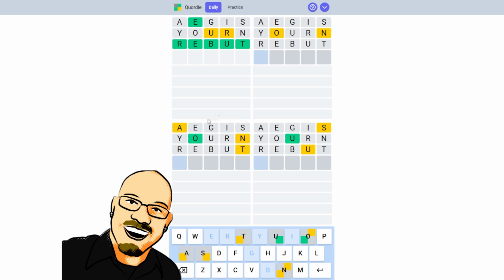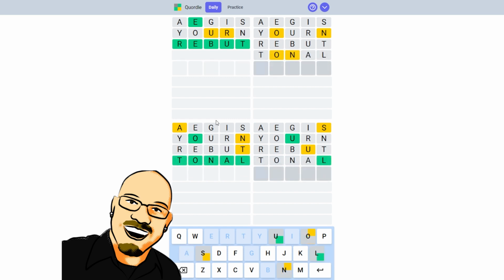Now, we have to place an N-O and a T here. I'm looking at the word tonal to start. Oh, okay. We have a 3 and a 4. Let's keep this ball rolling.